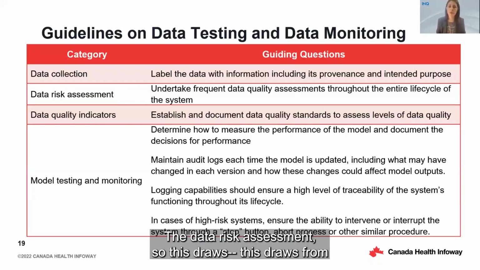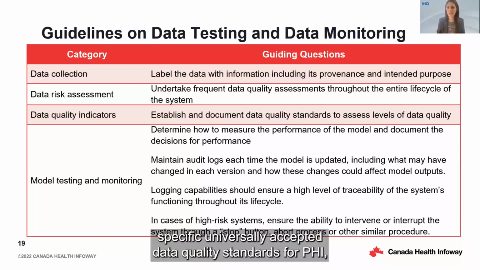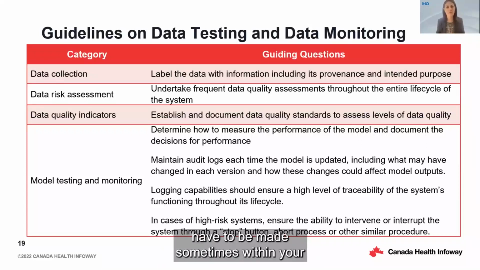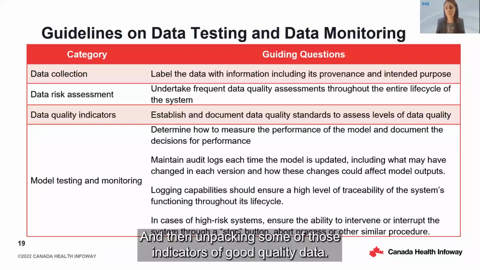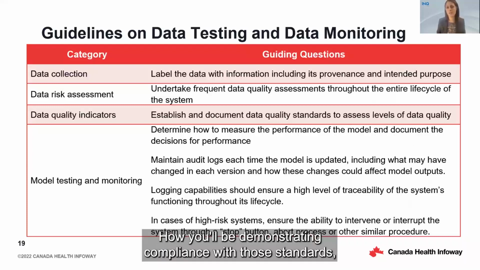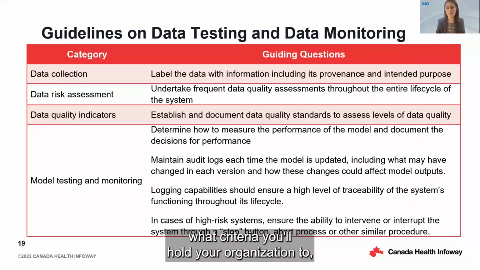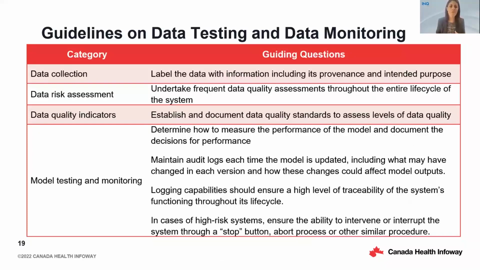The data risk assessment. This draws from the question of whether proper data quality assessments are done, recognizing that there are no universally accepted data quality standards for PHI in particular. So there are decisions that sometimes have to be made within your organization as to what an appropriate standard is. What is the baseline for good quality data, and how does that change depending on how it will be used? And then unpacking some of those indicators of good quality data, and how you will be demonstrating compliance with those standards, whatever you choose within your organization, what criteria you'll hold your organization to, to show that you have really been thoughtful about the data set before you go ahead and share or use it.